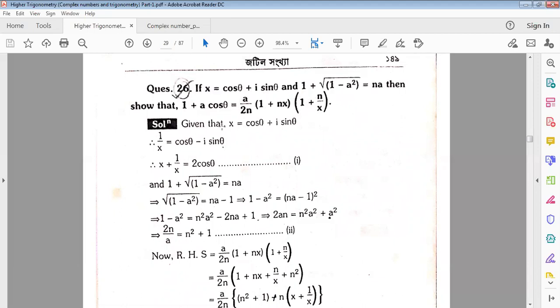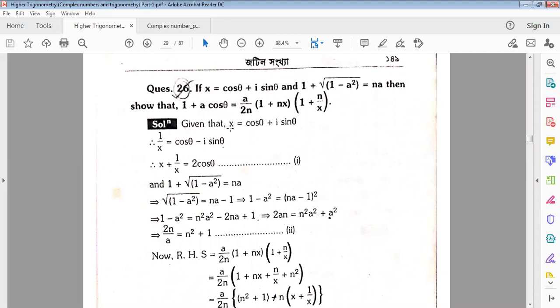Now we are given x equals cos theta plus i sin theta. Now 1 by x equals what will be? 1 divided by this one means (cos theta plus i sin theta) to the power minus 1. Using de Moivre's theorem, you can write cos minus theta plus i sin minus theta. So 1 by x can be written as cos theta minus i sin theta.